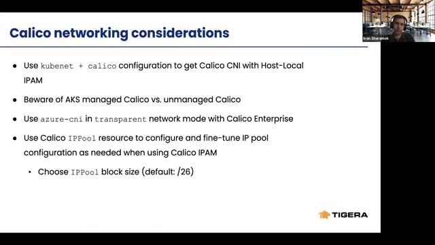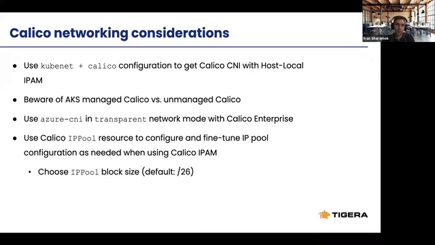If you want to install any version you want, then you would opt for an unmanaged installation of Calico, and by unmanaged I mean AKS would not be controlling that piece. If you want to use Calico Enterprise on AKS, you'll have to use Azure CLI, and you have to set the transparent network mode for your Kubernetes cluster.